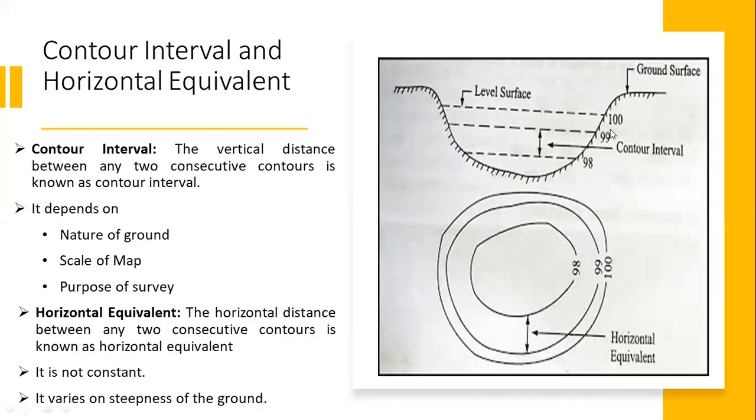Contour interval is kept large, up to 2 meters, for projects such as highways and railways, whereas it is kept as small as 0.05 for measurement of earthwork, building sites and dams.